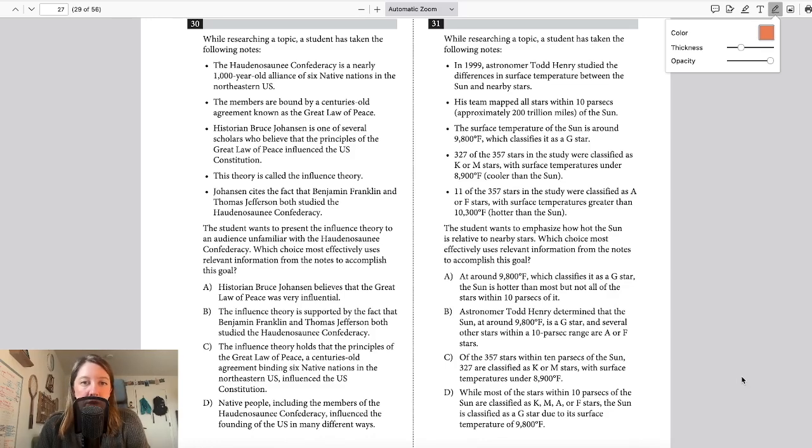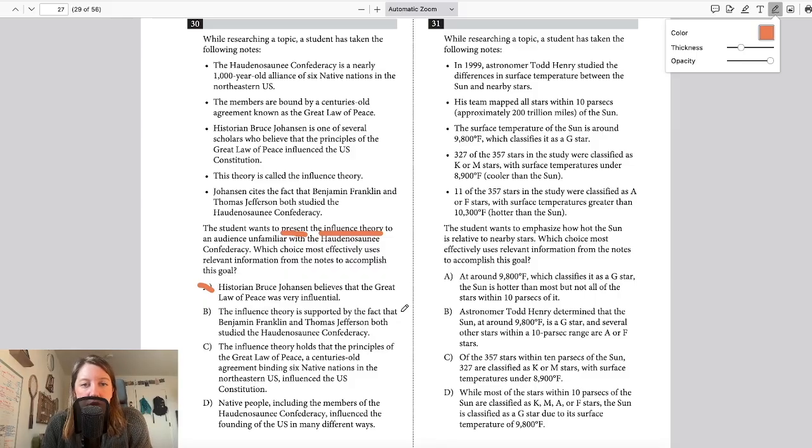Number 30. While researching a topic, a student has taken the following notes. Same dealio. The student wants to present the influence theory to an audience unfamiliar with the Haudenosaunee Confederacy. Probably butchering that. Which choice most effectively uses relevant information from the notes to accomplish this goal? So we're going to present the influence theory to an unfamiliar audience. Okay. We have to assume they know nothing, right? So we're definitely going to want something that, for example, I don't really think A is it. It doesn't give us enough information. A just says it was very influential, but it doesn't say how or why or what it is.